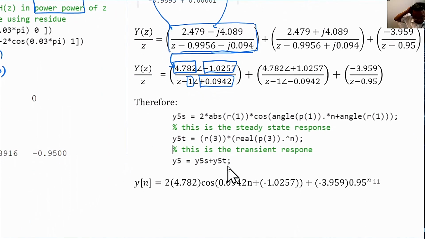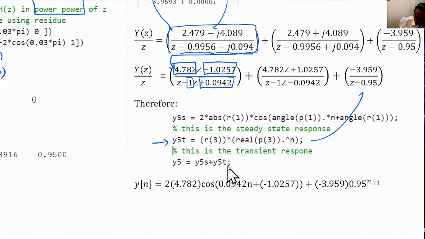Now in the next figure I will show you the plotting of the transient, which is this equation. So it is R3, minus 3.959, times the pole 0.95 to the power of n. What about the steady state? The steady state is 2 times R1. What is R1? R1 is 4.782.